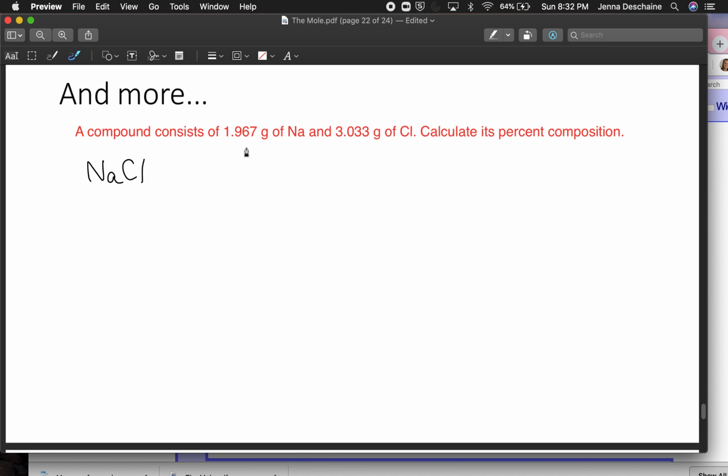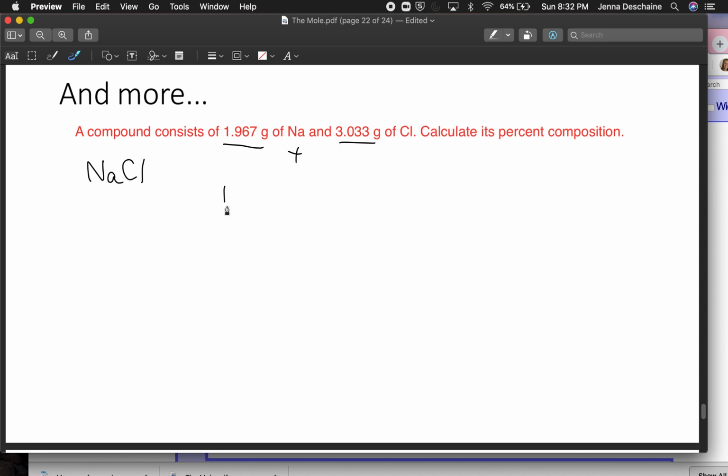We already know how many grams of each there are, so in this case, we don't have to look at the periodic table. If it gives you the values for each of the elements in grams, that means you don't have to look at the periodic table. You're just going to use these values. So that means I have one atom of sodium, one atom of chlorine. But first, now that I have the parts, I need to find the whole. So what I'm going to do is add those together really quick.